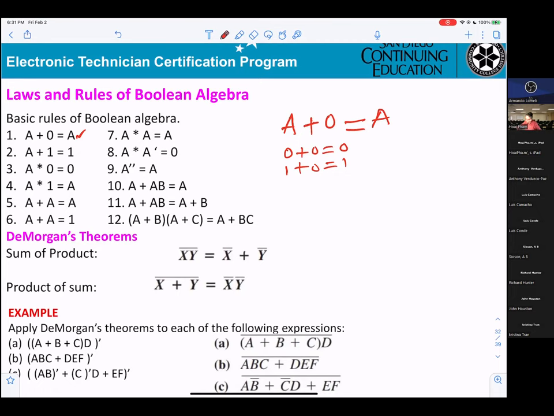And the next one, A or one. What do you think it equals? One. Okay. In binary, you only get two numbers: zero or one. Now, if one add one add one, what do you get? One. Okay, perfect. Not four, okay? We don't have the number four in binary. Binary is only either one or zero.